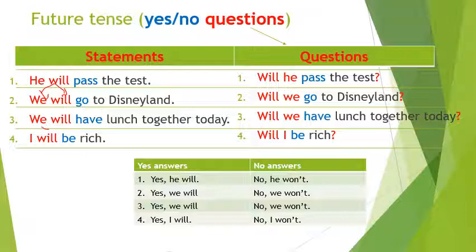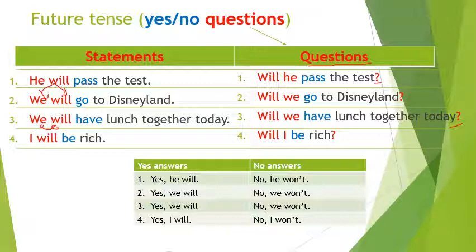So we change it to will we. Very simple. So we will have lunch together today. If you want to change it to a question sentence, we change it to will we have lunch together today? Make sure you add the question mark at the end of the question sentence.